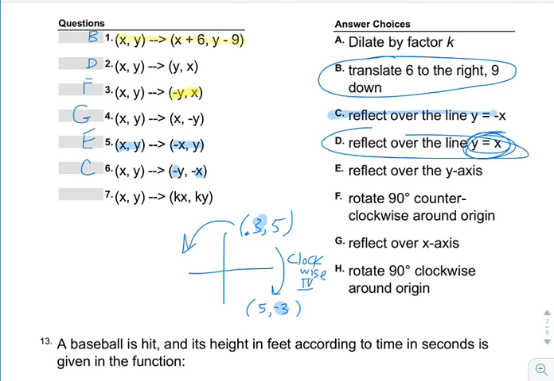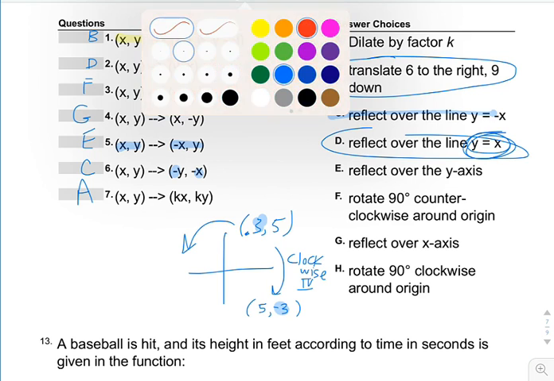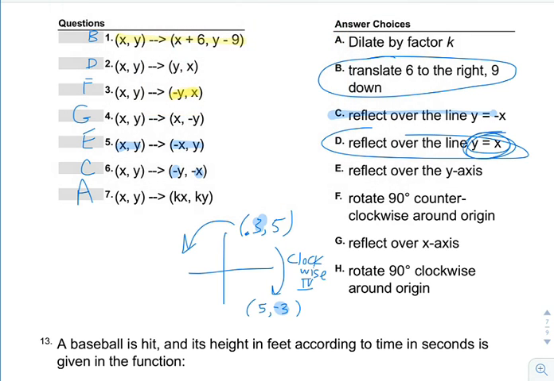And last but not least, they are multiplying both of them by another value called k in this case. Clearly, when you multiply both coordinates, you're doing a dilation. That is A. So the only one they left out here was the 90-degree rotation clockwise. That one was not used here. All right, there you go.